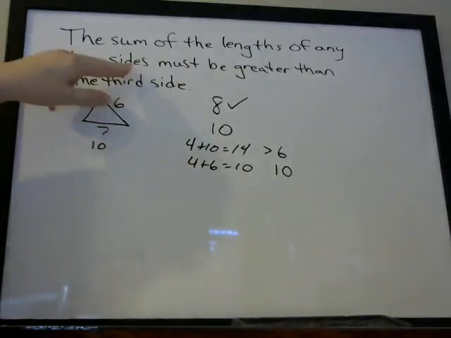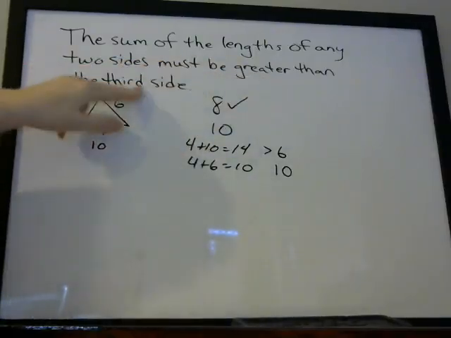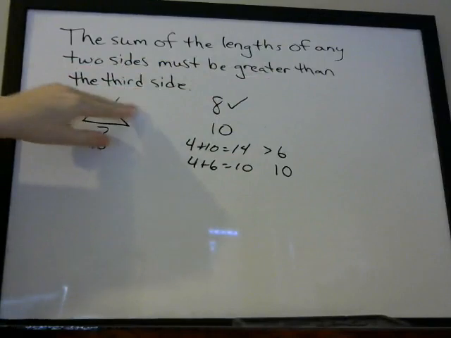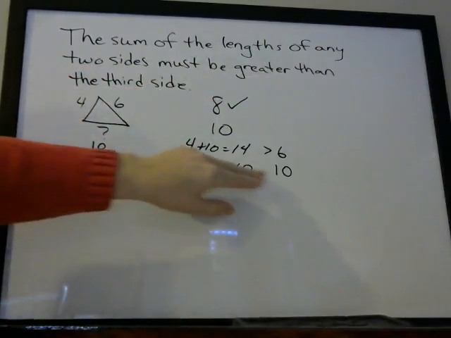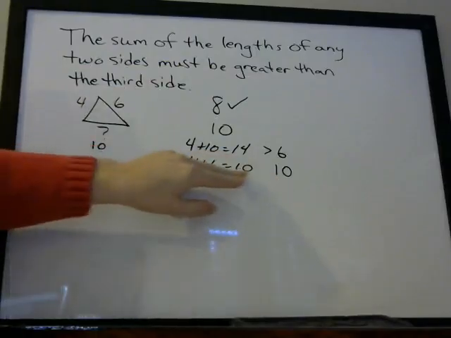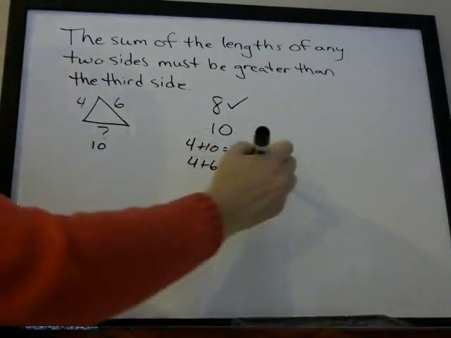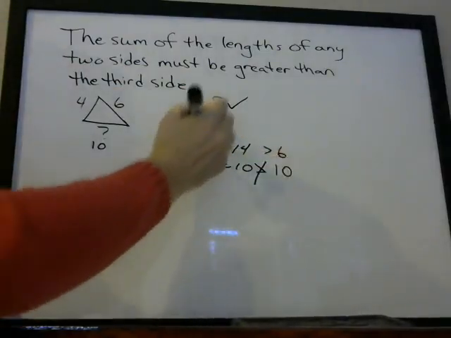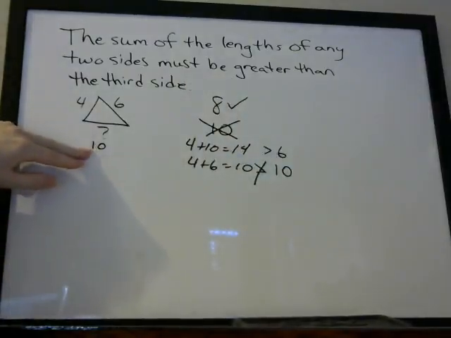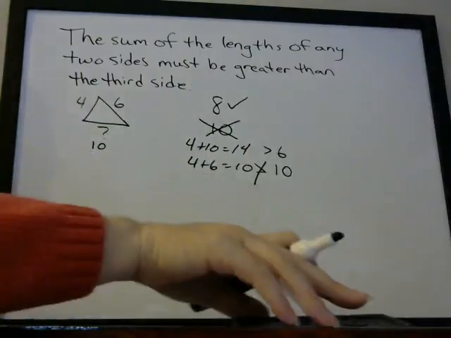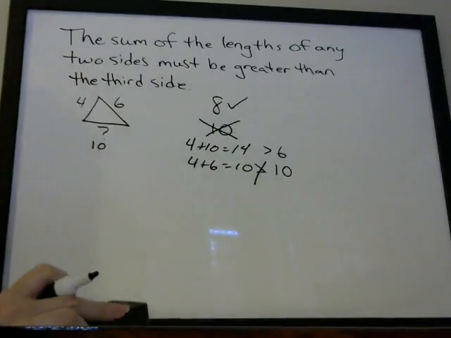Well, our theorem says that the sum of the two sides has to be greater than the third side. So the sum of these two sides, 4 and 6, has to be greater than the third side. Well, here the third side is 10. So it's not greater than, it's equal to that third side. So it's not greater than, therefore 10 is not a valid answer. The length of this third side cannot be 10 because the sum of the lengths of two sides has to be greater in every instance. And here it's not.